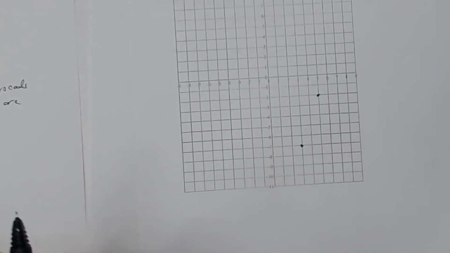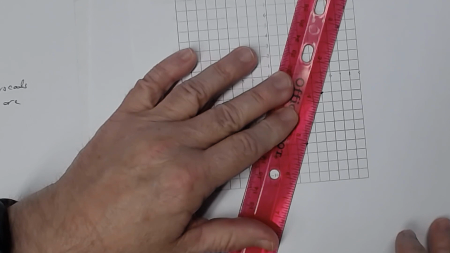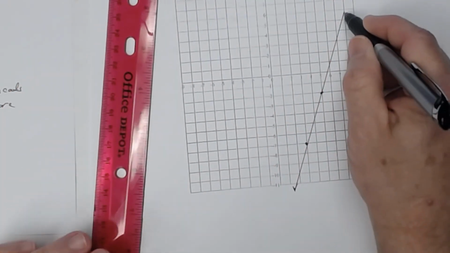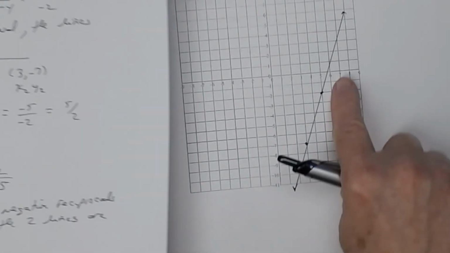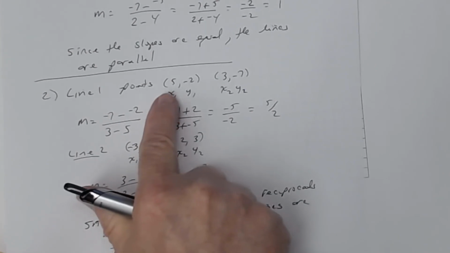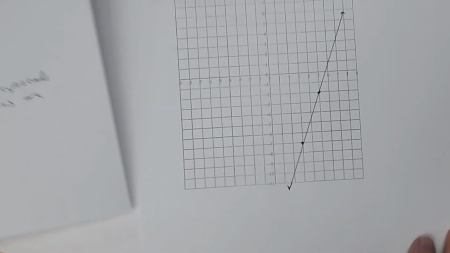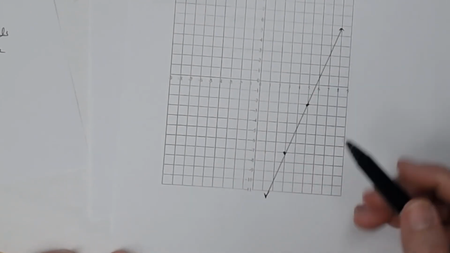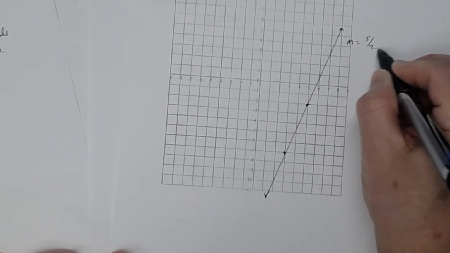So when I graph this line like this, this is the line that goes through these 2 points, and you're told the slope is positive 5/2, meaning that since the slope is positive, the line has to rise, and it is. All right, so this is a line whose slope is 5/2.